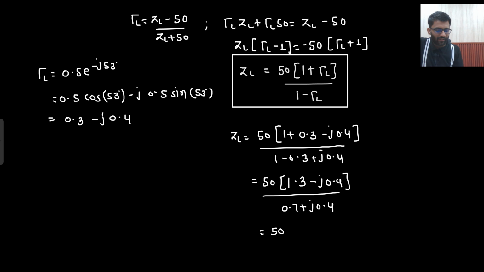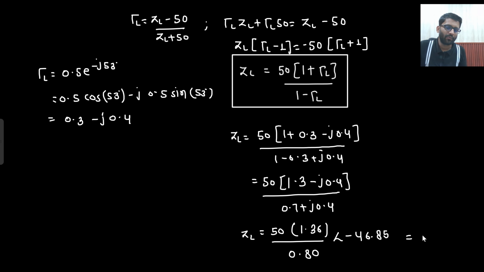So 1.3 whole square plus 0.4 whole square. Okay, I will pause the video and do the calculation. So ZL is coming out to be magnitude 85 and the angle is minus 46.85. So it is a capacitive load. Okay. So just this calculation was required.